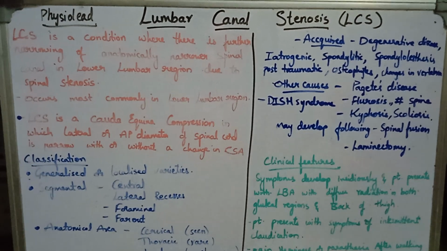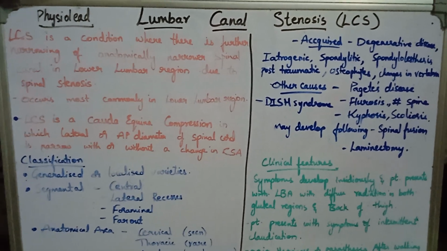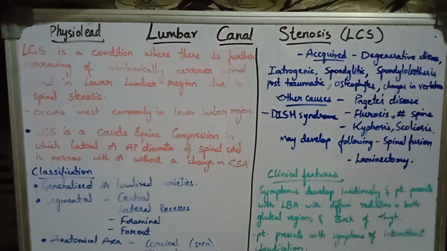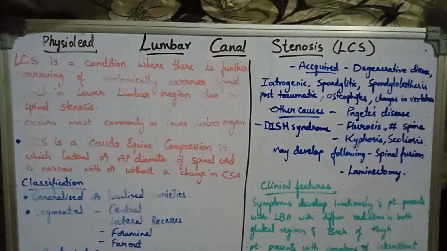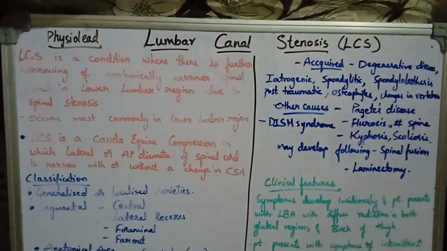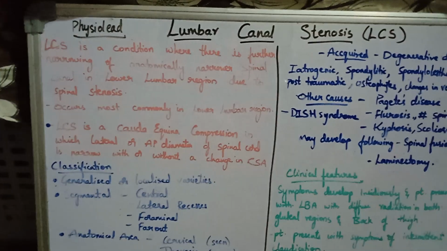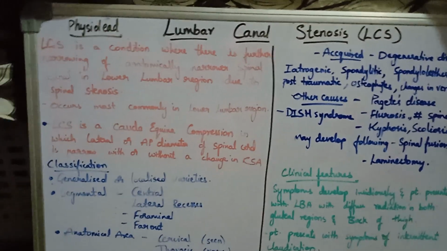Today I'm going to explain lumbar canal stenosis. So what is this lumbar canal stenosis? Our spinal cord passes through a spinal canal, isn't it? So when there is a stenosis, that is a narrowing of the canal, it's called canal stenosis or spinal canal stenosis. Usually this spinal canal stenosis occurs in the lumbar region. So that's why it is called lumbar canal stenosis.